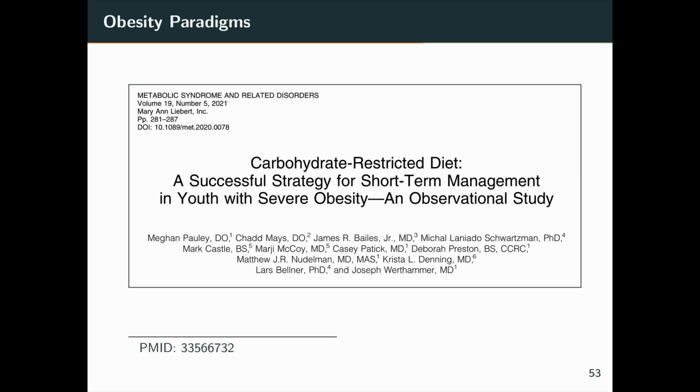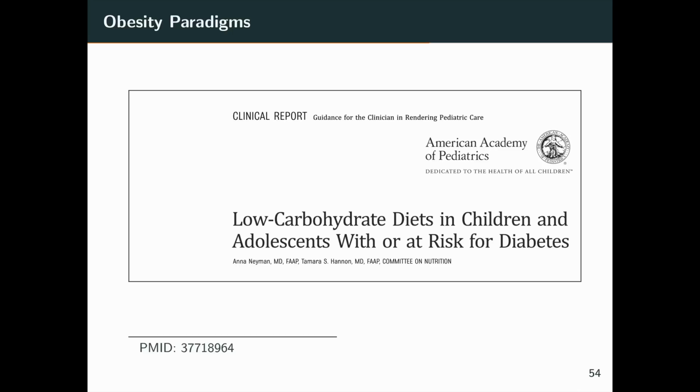We also know that it can be done in kids. And this study showed some positive results, and that there is increasing, although at this point still tepid, support for a low carbohydrate approach in young people.